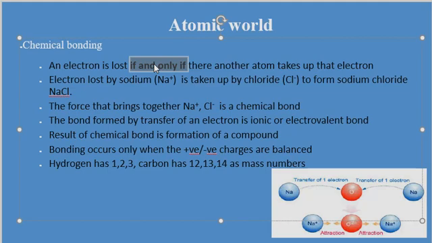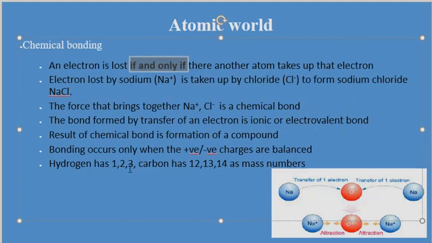The bond formed by transfer of electron is ionic bond or electrovalent bond. Because an electron is lost, it has become positively charged. Because an electron is gained, it has become negatively charged. That means a cation and anion is formed. That means it has become an ion. So the bond between two ions is called electrovalent bond.